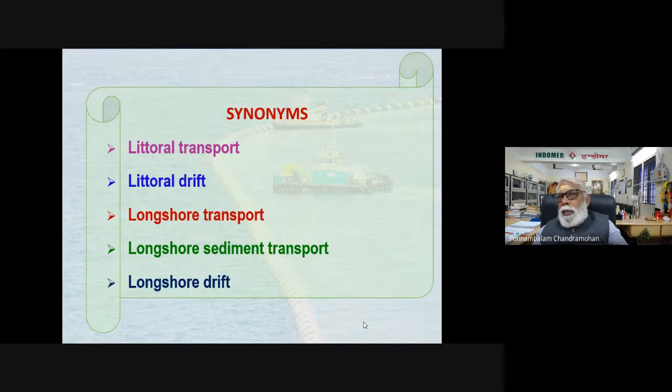This littoral drift is called by different synonyms by different physical oceanographers, geological oceanographers or coastal engineers. They call it either littoral drift, littoral transport, longshore transport, longshore sediment transport or longshore drift. Ultimately, the perfect term is longshore sediment transport, but in more general terms, we call it littoral drift.